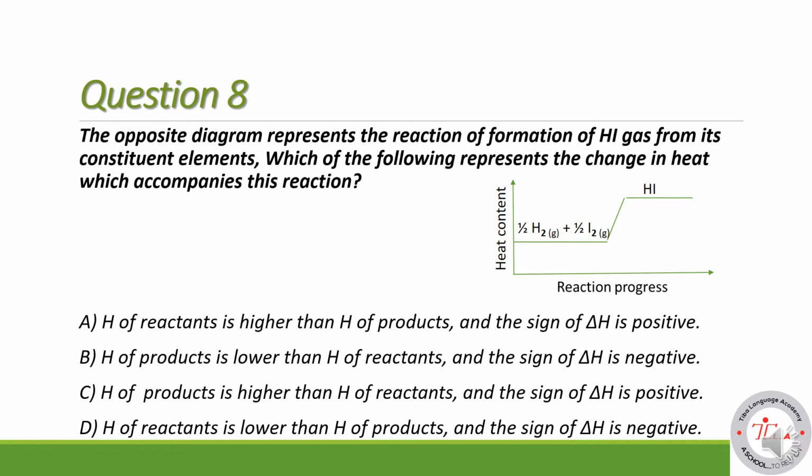Is this diagram exothermic or endothermic? It goes from the least heat content to a higher heat content. So it is endothermic. Endothermic means the delta H is positive. So sentence A may be right and sentence C may be right. Here in the diagram, the H of the product is higher than the H of the reactant. So sentence C is the correct one.